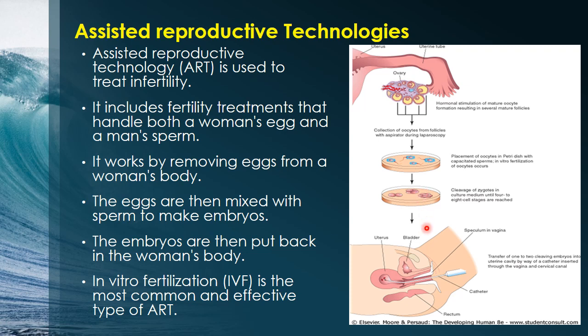They are taken up from the petri dish, and these cleaving embryos are transferred into the uterine cavity through a catheter which is inserted through the cervix and cervical canal into the uterine cavity. So a larger number of these cleaving zygotes are transferred into the uterine cavity. This in vitro fertilization is the most common and effective type of assisted reproductive technology.